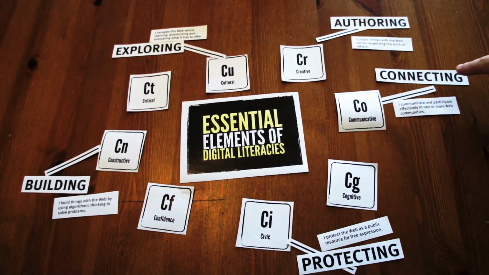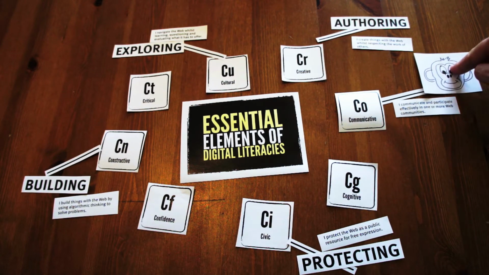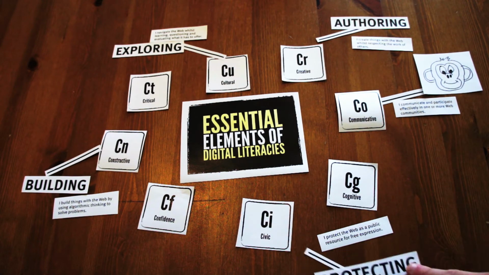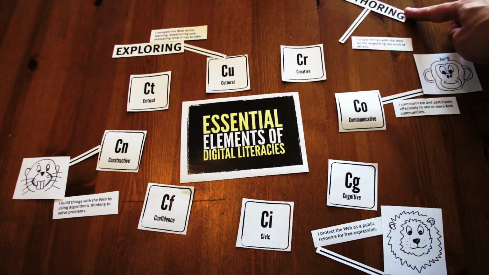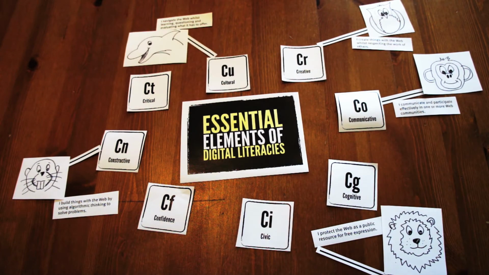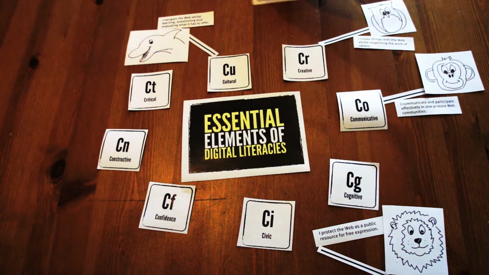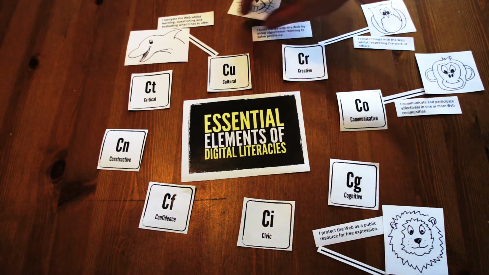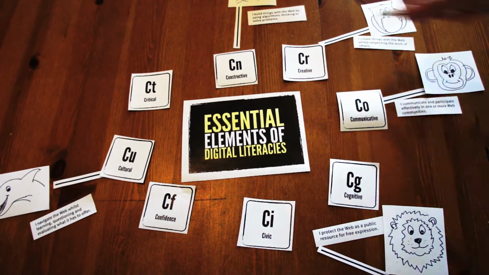But what if we took away, for example, connecting, and we replaced it with a picture of a monkey? And what about if we took away protecting and put a lion, and then took away other ones and put beavers and owls and dolphins? What if we did that instead of having the names of all those different literacies? Well, I think it would mean that people would focus, instead of on the semantics, they would focus on the skills and competencies and the literacies themselves.